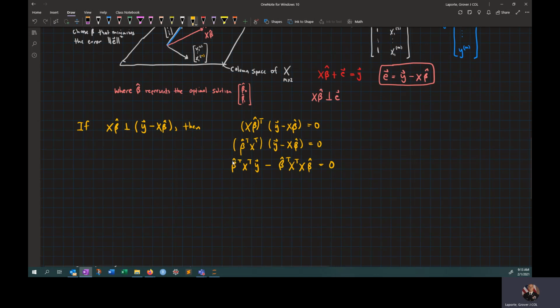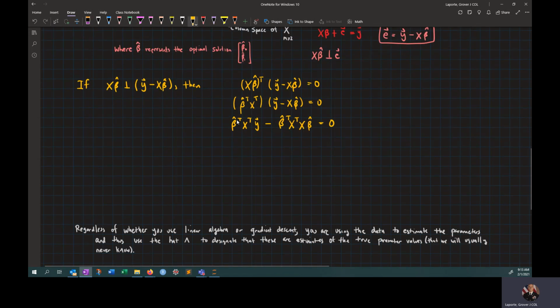Okay, so I can multiply on the left-hand side by beta transpose inverse. And if I did that, beta inverse times 0 would be 0. Oh, sorry, no, that's just the number 0. So if you did that, then you would basically get rid of this thing. And you'd be left with x transpose y minus this thing, which would go away, and you're just left with x transpose x beta hat equal to 0.